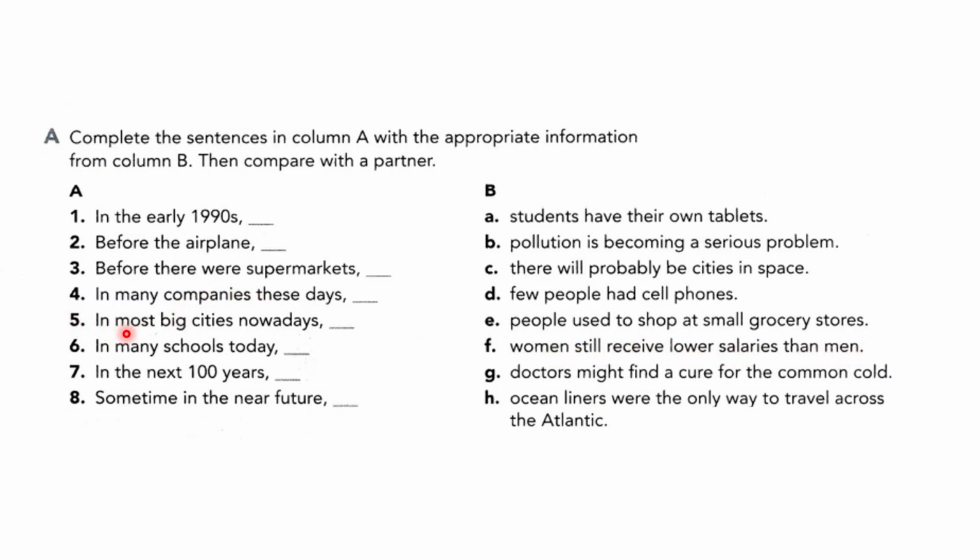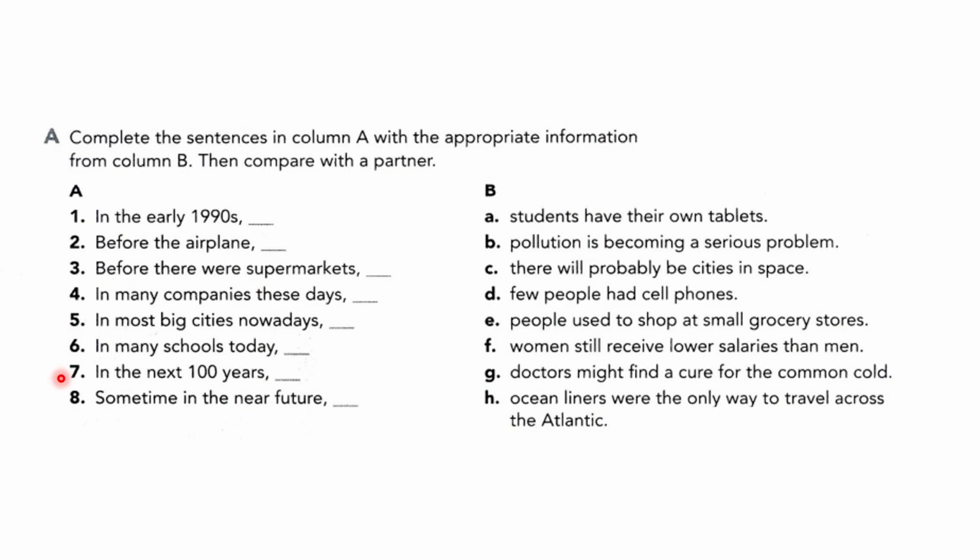Okay, number five. In most big cities nowadays, tell me, Mercedes. Pollution is becoming a serious problem. Yes, pollution is becoming a serious problem. Number six. In many schools today, Giovanni. Students have their own tablets. Yes, tablets. Students have their own tablets.